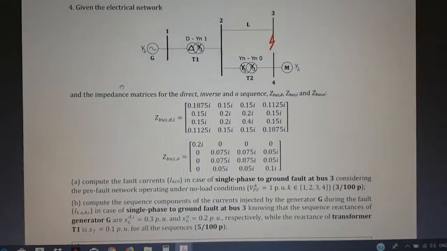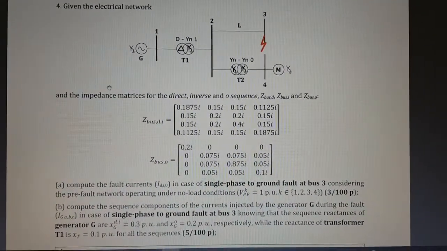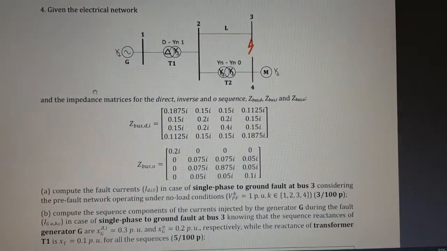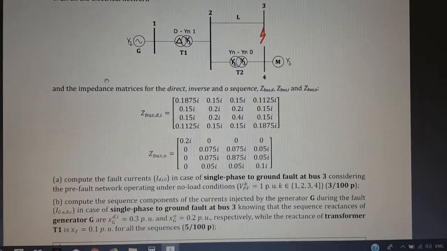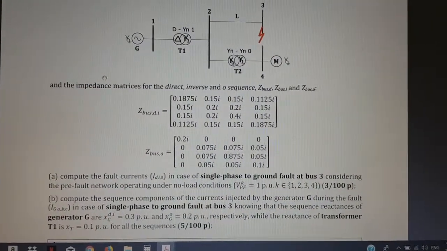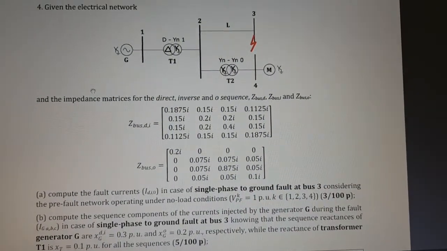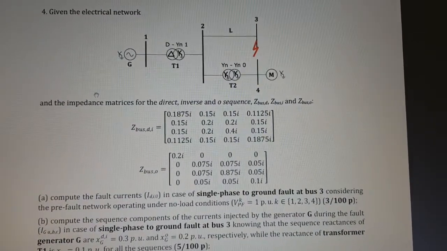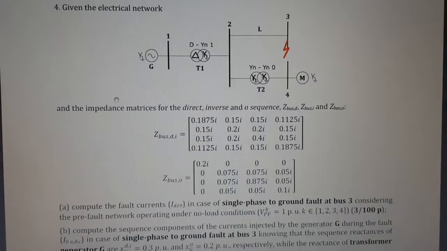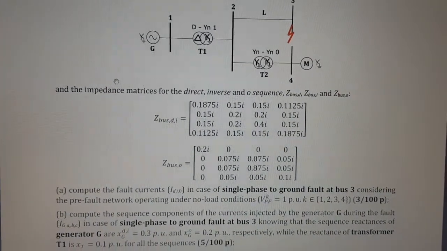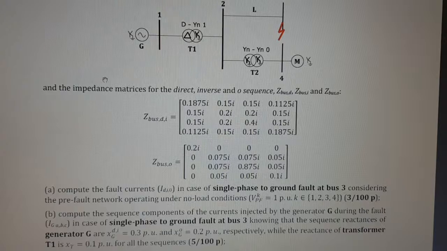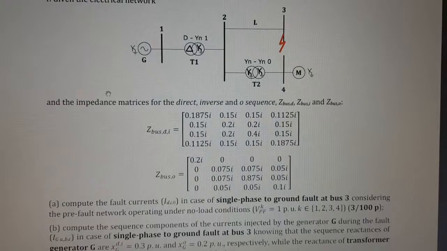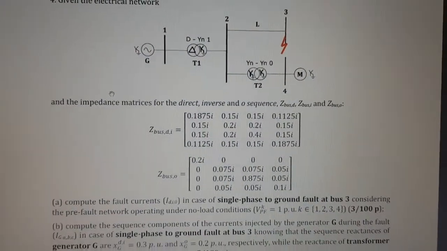Okay guys, in my previous video I told you how to solve the fault currents, positive, negative and zero currents, I mean part A of this question. Now I will move to part B. So it's asking, at bus, in point B, for the sequence components of current at bus 1 connected to the generator.